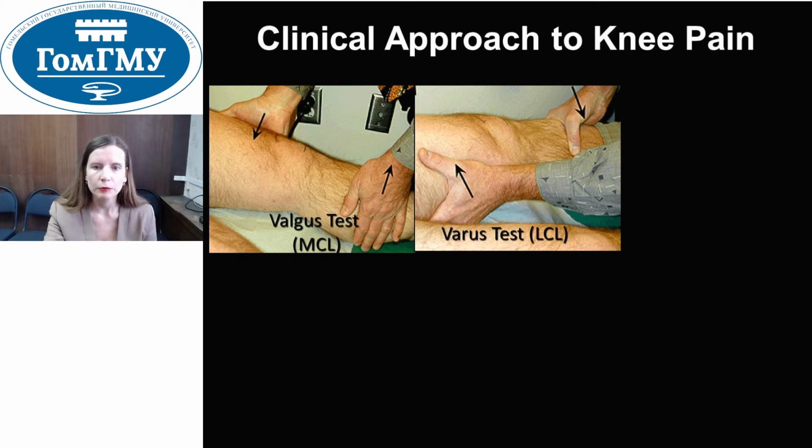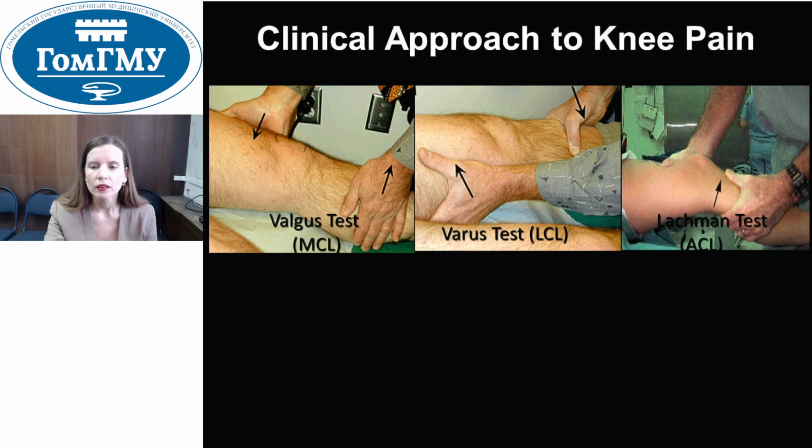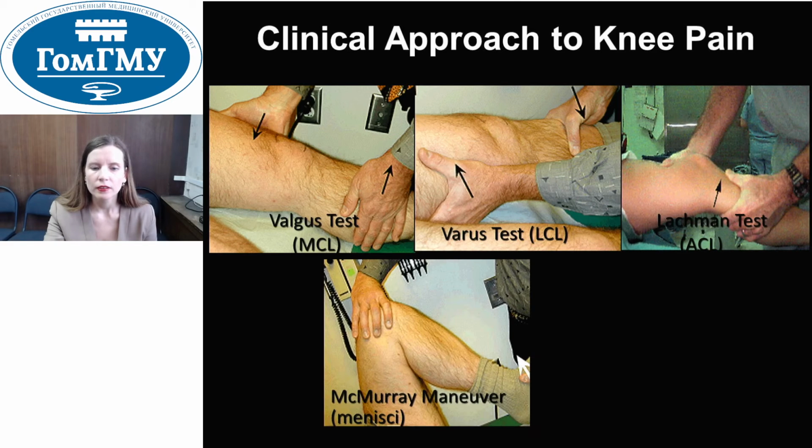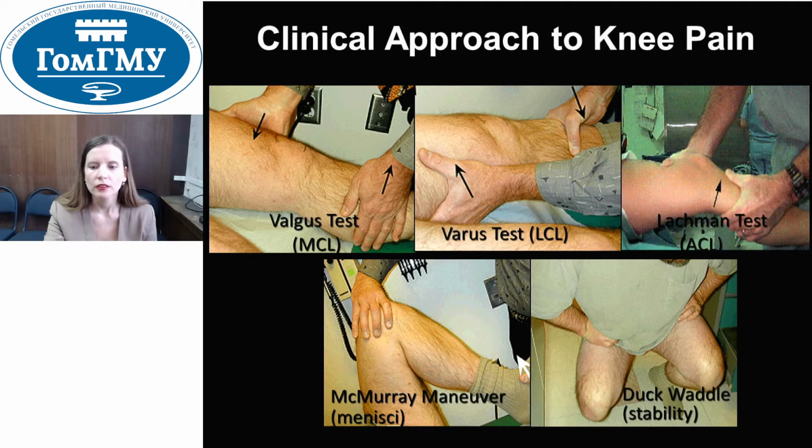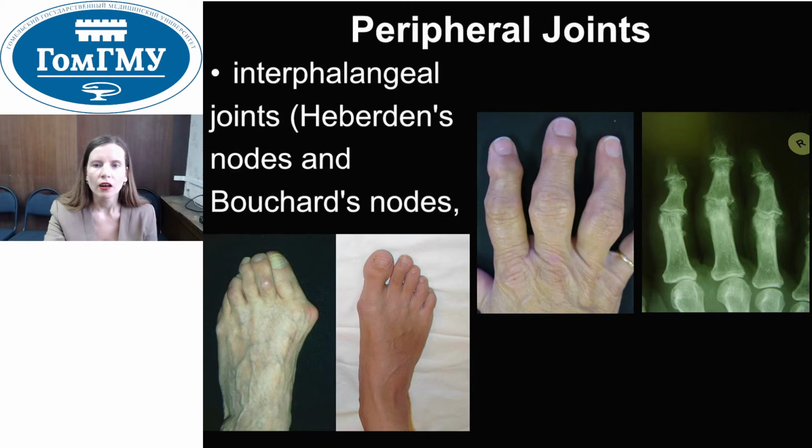Also, this picture demonstrates the passive movement in the joint. Knee joint. Yes, we also can check the possibility for this movement. Key peripheral joints with Heberden and Bouchard nodules.